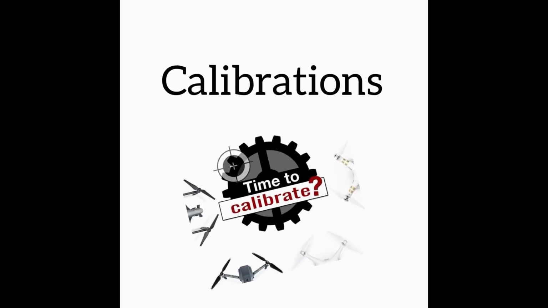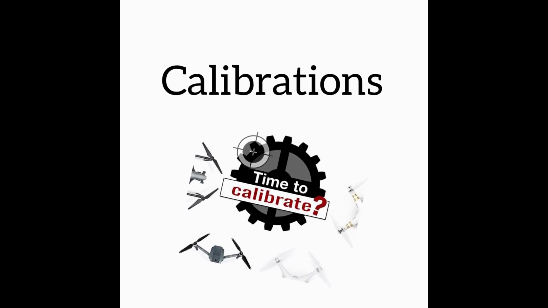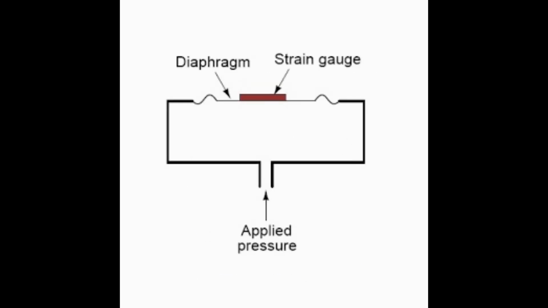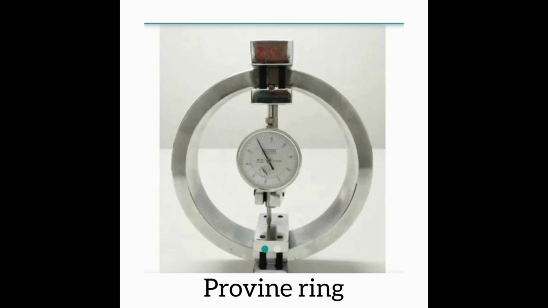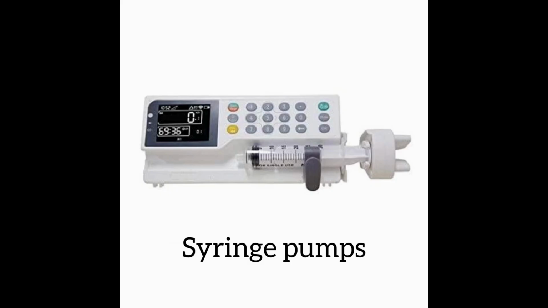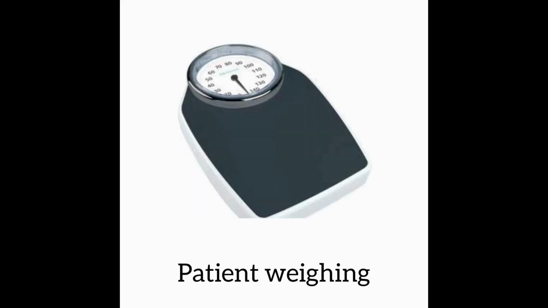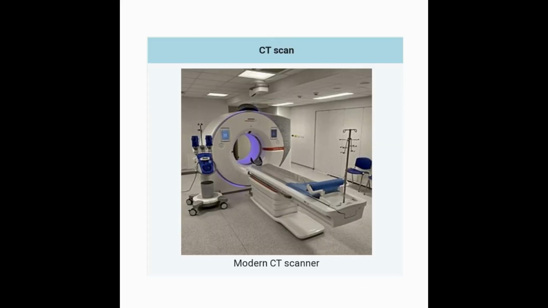Now let us know about the calibration of strain gauge. Strain gauge pressure transducer should be calibrated by applying pressure. Strain gauge load cell should be calibrated by hydraulic piston loads monitored by a proving ring or reference load cell. Applications of strain gauge: they are often used in medical instruments like kidney dialysis machines, syringe pumps, and also in patient weighing. Wireless strain gauges can be found in CT scanners.